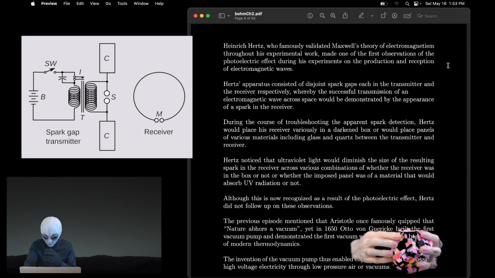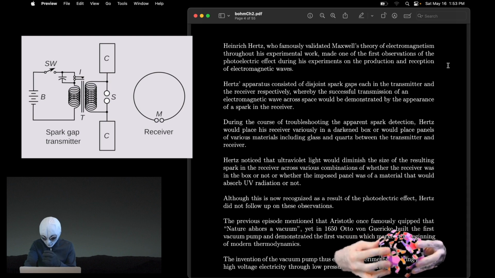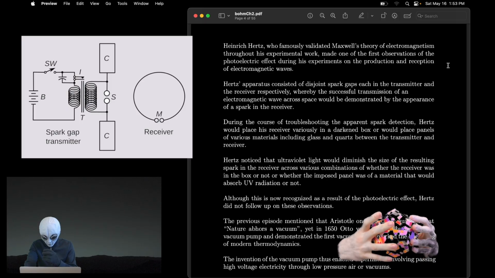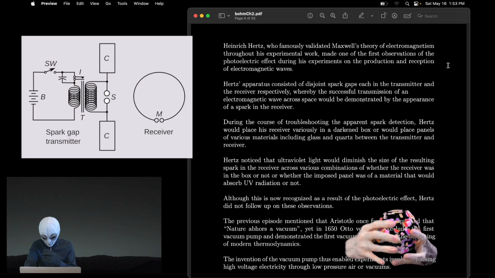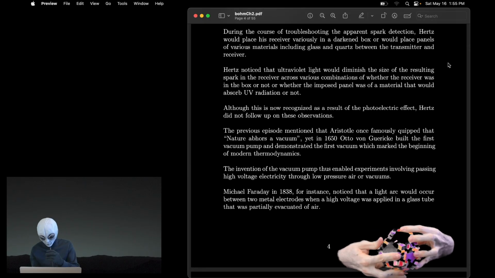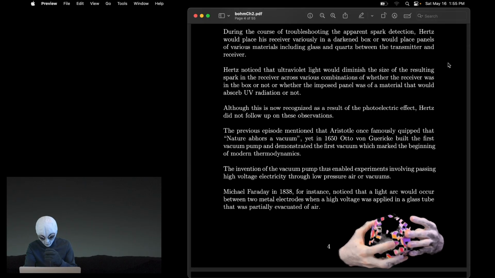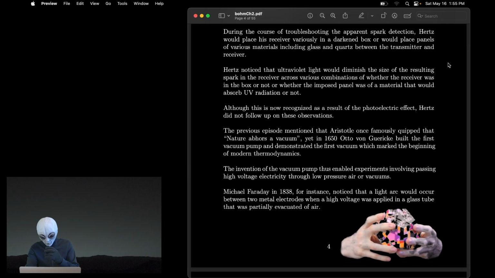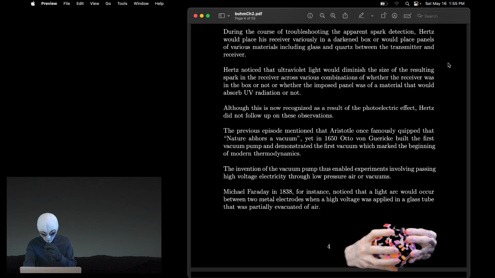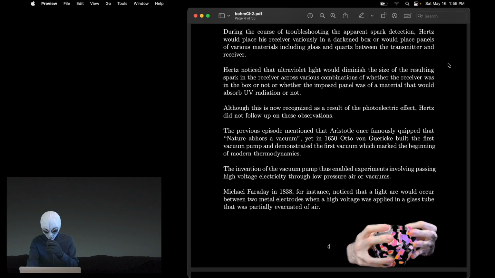Hertz's apparatus consisted of disjoint spark gaps, each in the transmitter and the receiver respectively, whereby the successful transmission of an electromagnetic wave across space would be demonstrated by the appearance of a spark in the receiver. During the course of troubleshooting the apparent spark detection, Hertz would place his receiver variously in a darkened box, or would place panels of various materials, including glass and quartz, between the transmitter and receiver.